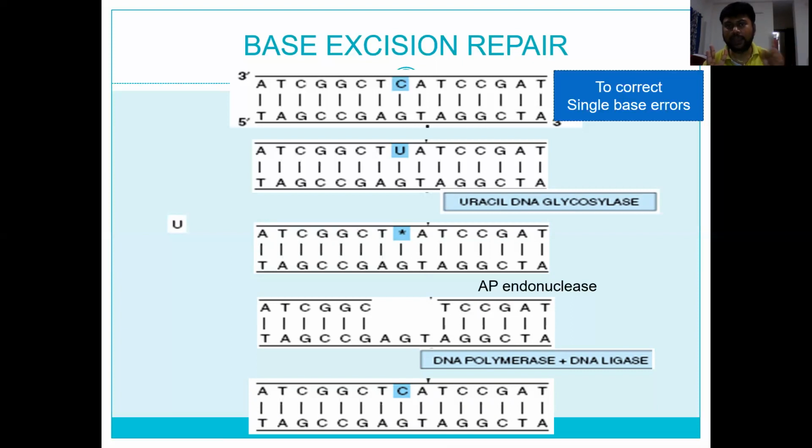In mismatch repair, identification and making a nick in the error-containing strand is done by MutS, MutL, and MutH proteins, whereas here it is done by uracil DNA glycosylase, which identifies the error and makes a nick in the glycosidic bond. Next, removal of the error is done by an exonuclease in mismatch repair, whereas by AP endonuclease in base excision repair. Then the third step, replacement of the nucleotides, is done in both conditions by DNA polymerase and DNA ligase.